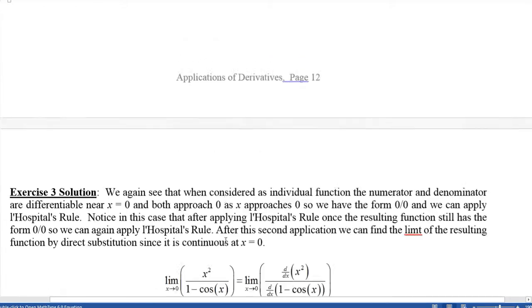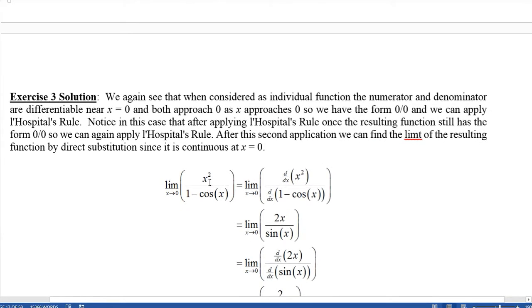Well, we see again that it is something we can use L'Hopital's rule on. The numerator and denominator are differentiable functions everywhere, certainly near x equals 0. And as x goes to 0, of course, 0 squared is 0. Cosine of 0 is 1, 1 minus 1 is 0, so we get the form 0 over 0. That is, again, exactly one of the two cases where we can apply L'Hopital's rule. So, L'Hopital's rule says this limit is the limit of the derivative of the top over the derivative of the bottom. All right, let's see. The derivative of x squared is 2x. Derivative of 1 is 0.